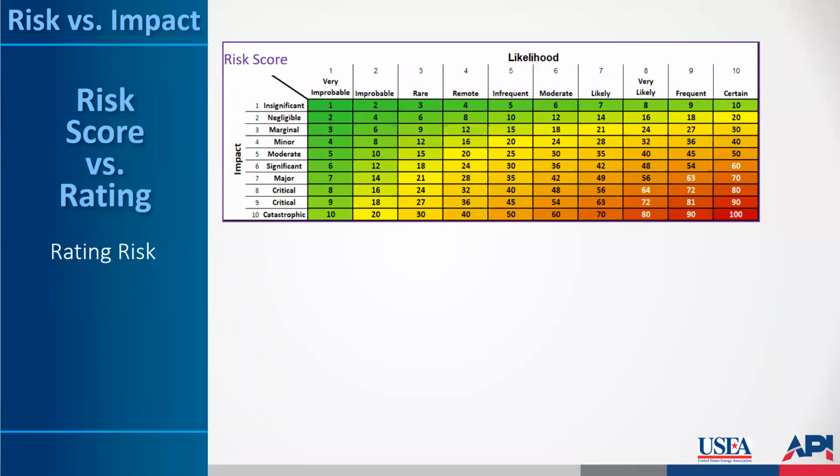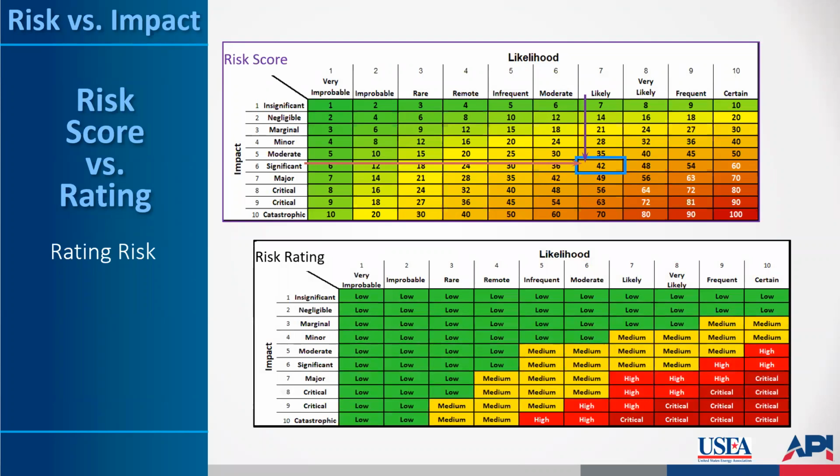If you look at a table, you can assign words to your impact and words to your likelihood, and come up with something like this. Likelihood 5 is infrequent, it happens infrequently. 6 on likelihood is moderate, 7 is likely, 8 very likely, etc. And then the same thing with impact. In our example before, the risk score was 42. It was a significant impact and a likelihood of happening. So it's a 42. But what does that mean?